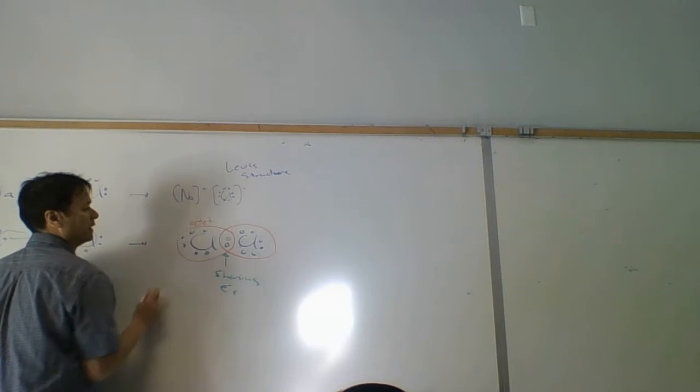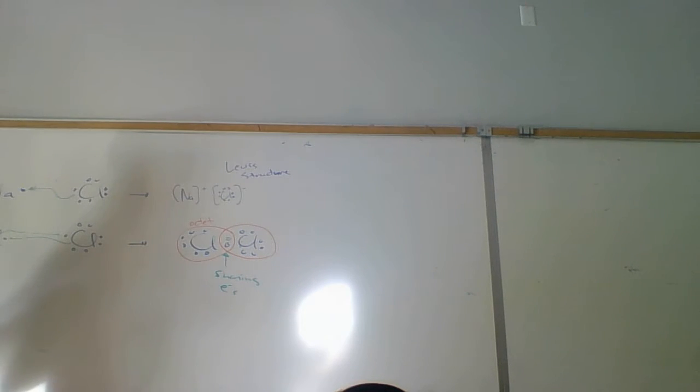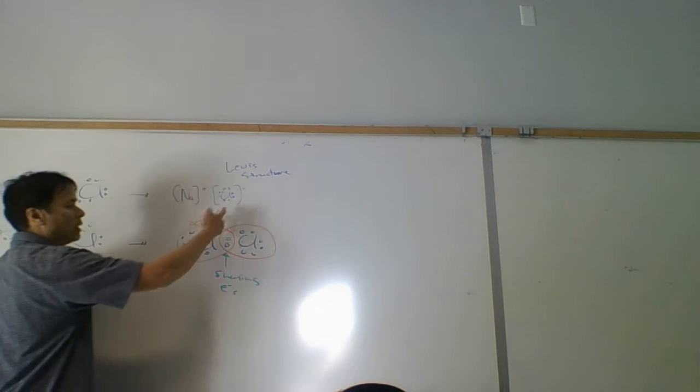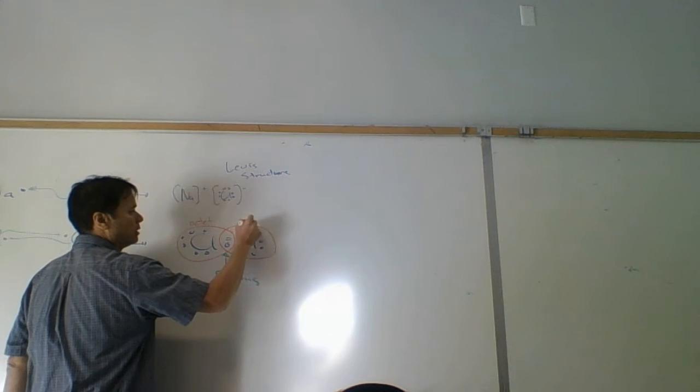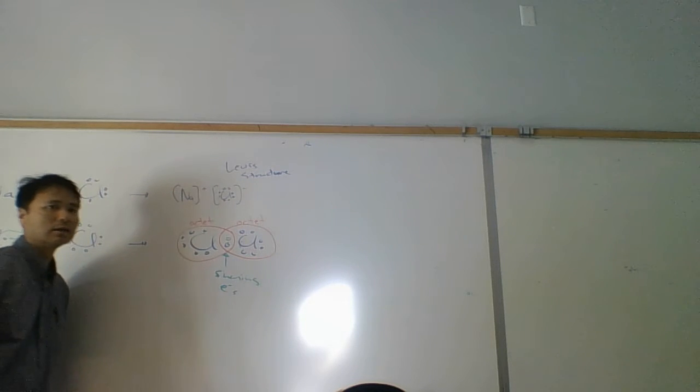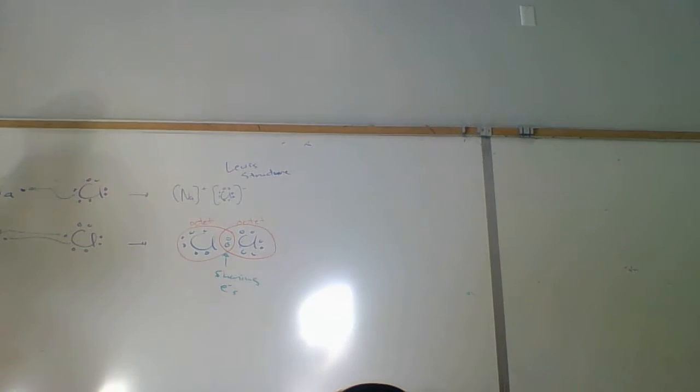And so chlorine can get an octet in 2 ways. Chlorine can take the electrons, oxidizing something, and form the ion, chloride, or it could share electrons like this and get the octet. And then we have that filled shell configuration.